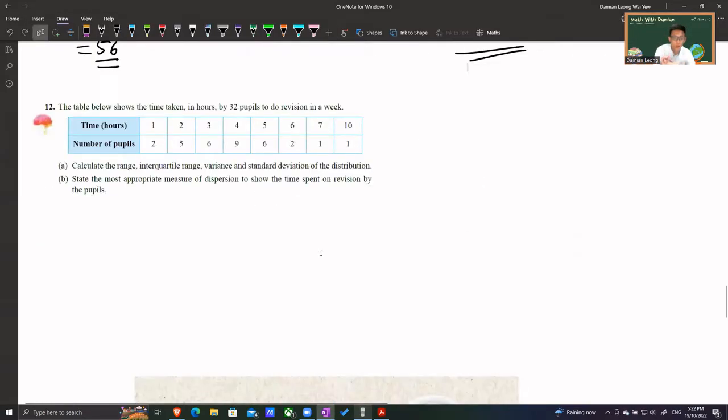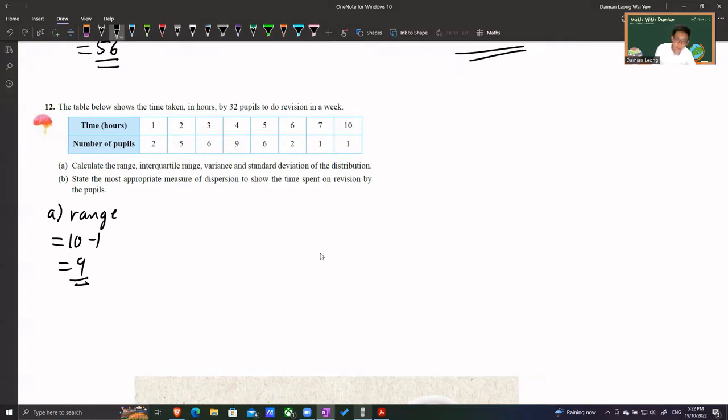Now we look at question 12. Here we have time in hours and number of pupils. They say there are 32 pupils. So they want the range, interquartile range, variance, and standard deviation. Then determine which is the most appropriate measure of dispersion. So range is easiest: highest minus lowest value. So just 10 minus 1, 9.